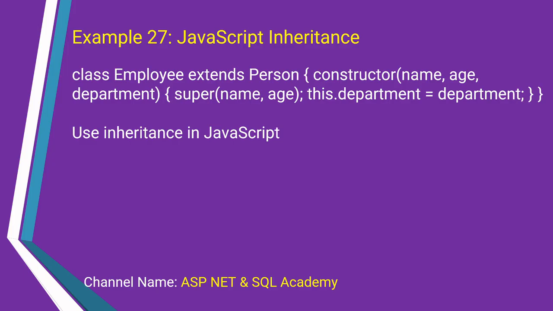Example 27. JavaScript inheritance. Inheritance allows us to create a new class based on an existing class. We can use the extends keyword to inherit from a parent class. For example, let us create an Employee class that extends the Person class.